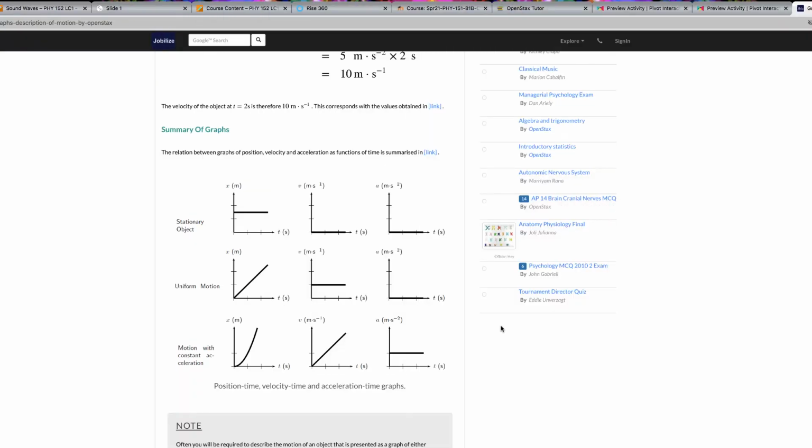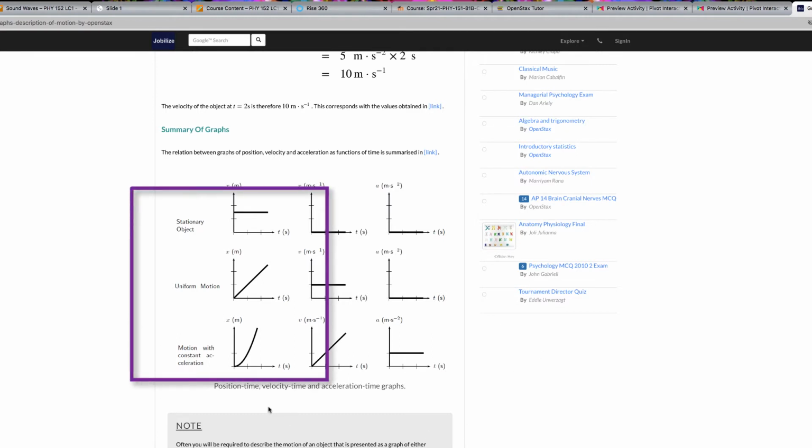Hi guys, I wanted to touch base with you and make sure that you understand how you can use graphs to determine if something is undergoing constant speed or constant acceleration. So we have two different graphs that we look at. We look at position graphs and we look at velocity graphs.